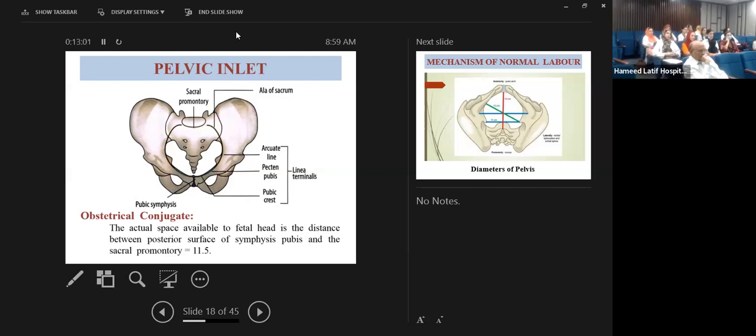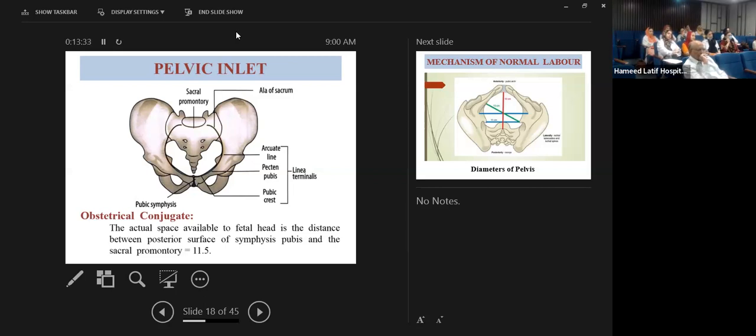Now the diameters. The most important diameter for the fetal head to engage is the pelvic inlet. The maximum diameter is the transverse diameter, which is 13.5 centimeter, and the anteroposterior diameter is 11.5 centimeter. Now the obstetrical conjugate, the actual space that is available to the fetal head, is the distance between the posterior surface of the symphysis pubis till the sacral promontory, which is 11.5 centimeter.